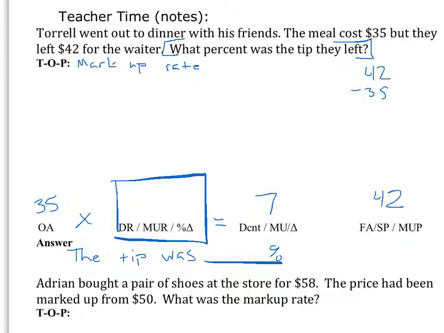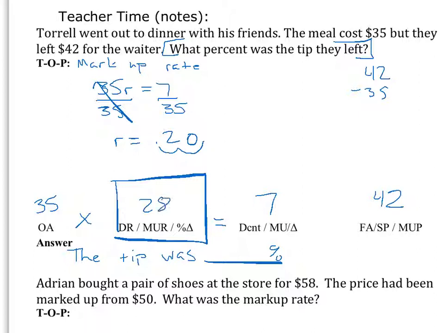We can make an equation with an unknown. 35 times some unknown rate is equal to 7. Now all we have to do, if we want to know that R, that's our tip rate. We boxed it in. That's what we want to know. We just need to solve the equation. Divide both sides by 35. We're going to get R is equal to 0.2. Move the decimal two times. That's going to be 20%.